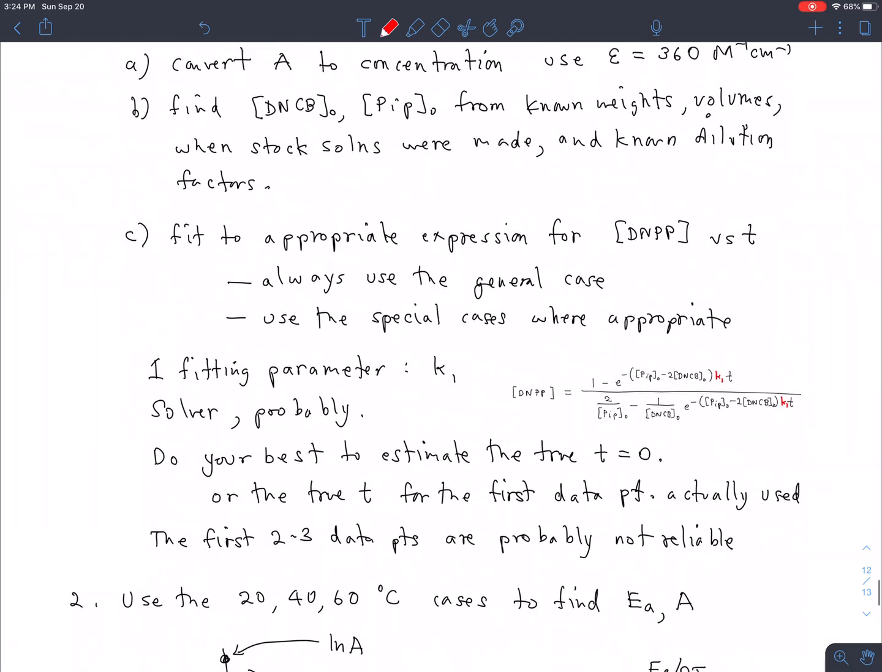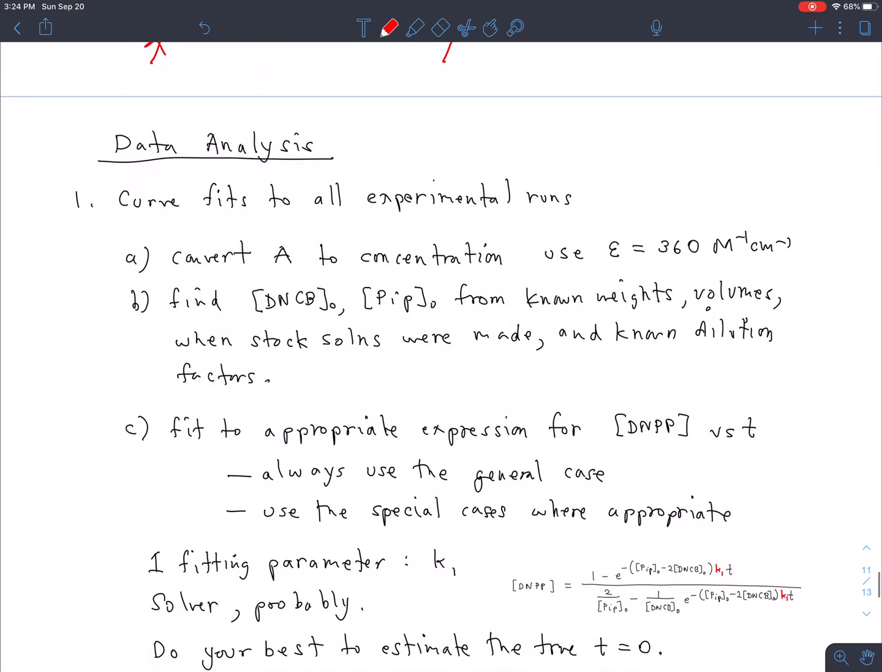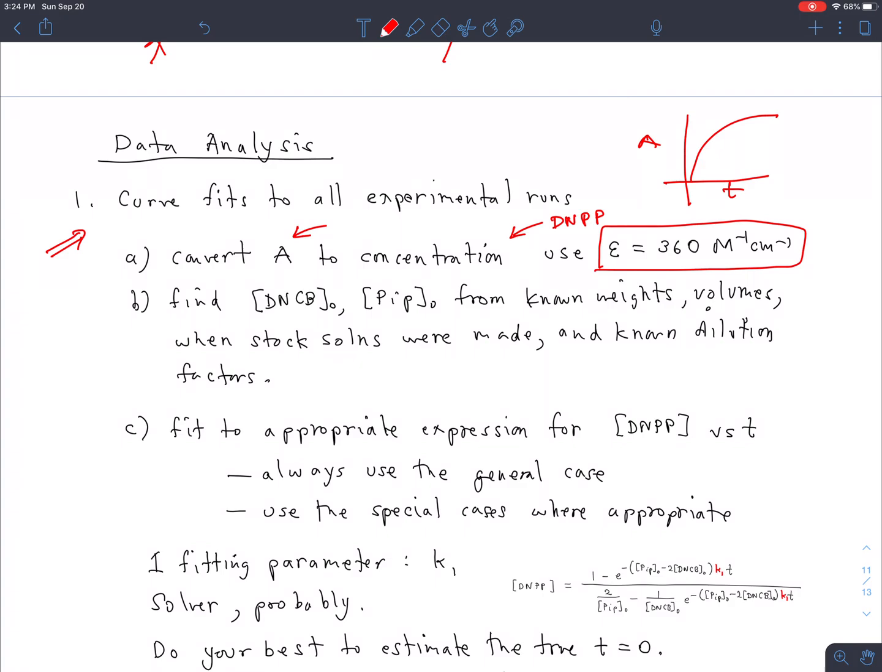And then you're going to do some data analysis. I'll talk much more in detail about this next week, but here's a little overview of it. You're going to get a bunch of curves. Basically, it's going to be absorbance versus time curves, 5 of them. The first thing you have to do is convert the absorbance into concentration, right? It's DNPP concentration that we're actually going to be fitting. Use an extinction coefficient of 360 M^-1 cm^-1 in order to do that.